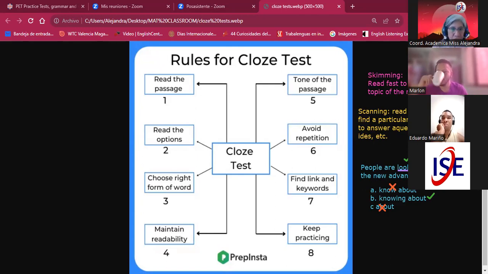Where do you do it? When you skim, okay? And when you're looking for an answer, you scan. Then we have avoid repetition. Usually in the cloze test, you never repeat a word because the objective is to see how you manage vocabulary. Find links and keywords such as looking forward, preposition to, the verb that accompanies the expression, etc.